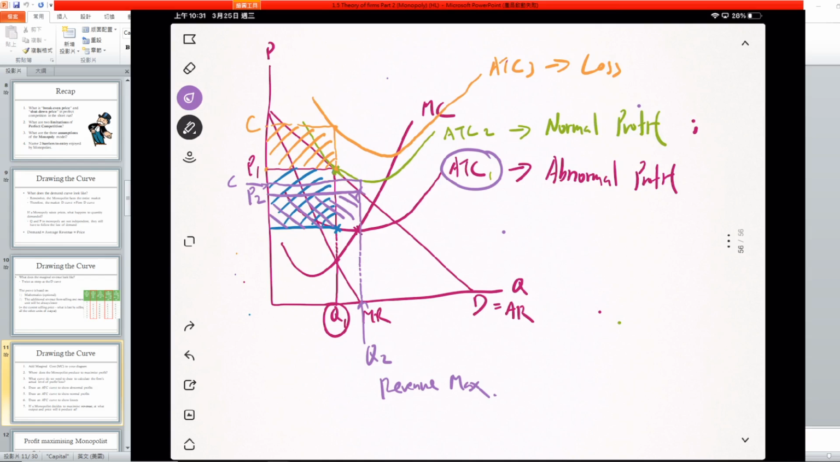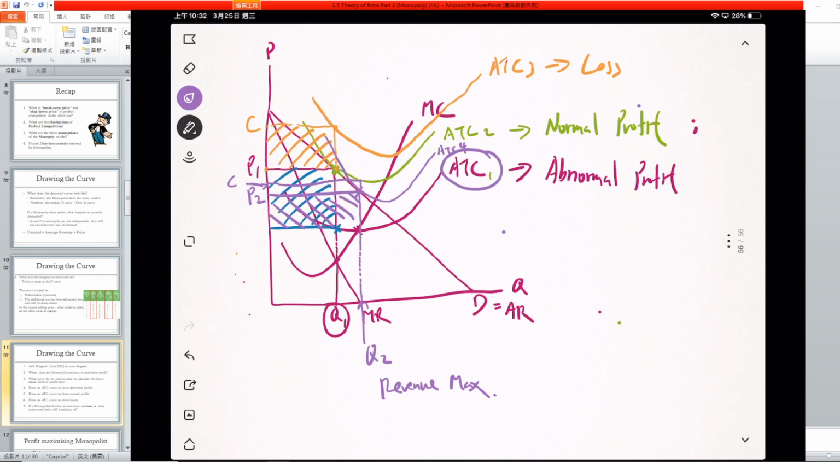So if you want to make a normal profit using revenue maximization, then you might have to draw another ATC curve that will give you AR equal to AC at Q2, just like something like this. Let's call it ATC4. If you have ATC4, then you are able to get a normal profit, because at Q2, when you are selling at P2 and using ATC4, AR is equal to ATC.